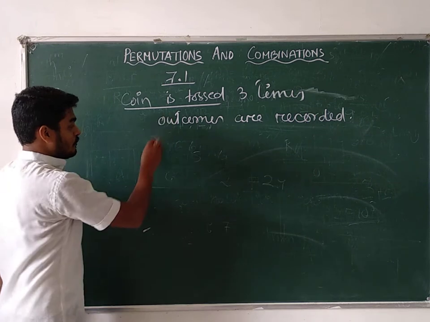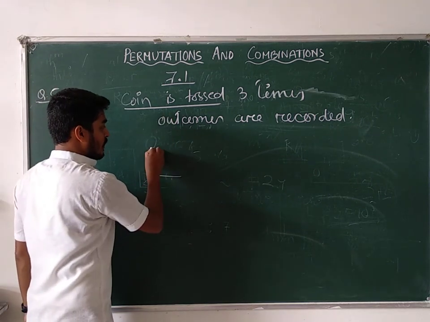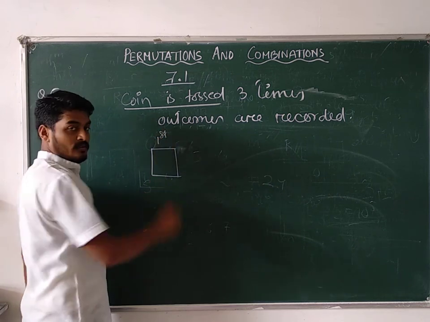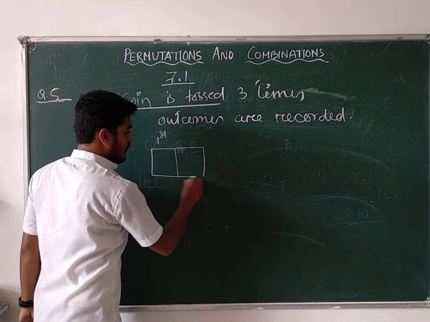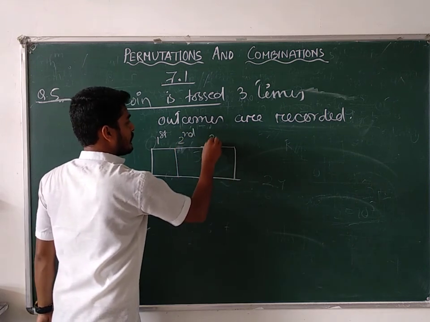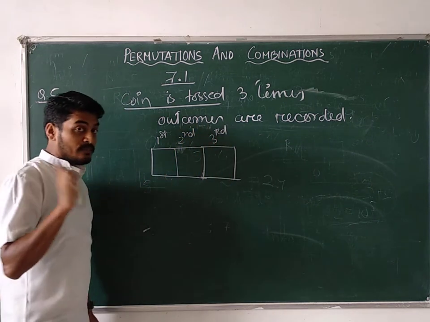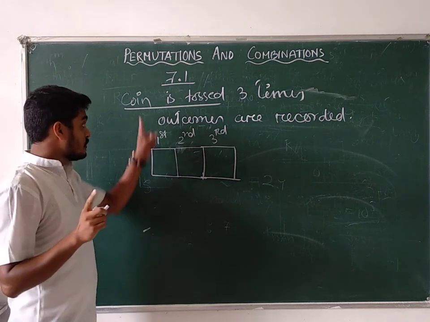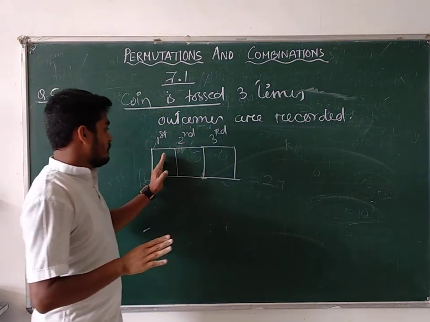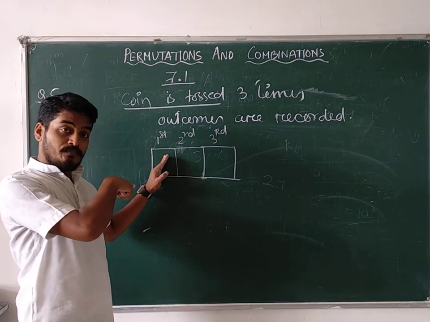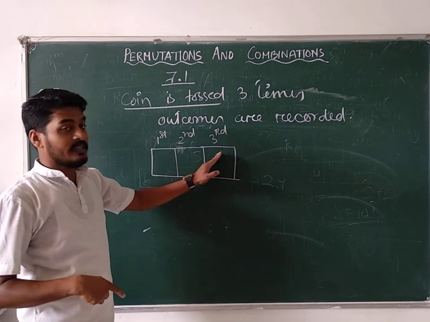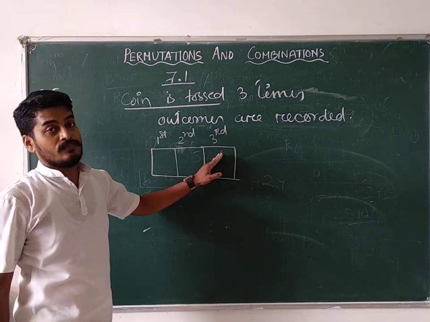Remember, you have to repeat the same situation for how many times? 3 times. For the first time we have to toss, for the second time you have to toss, and for the third time. Think properly. You have to toss the coin 3 times. First time you toss the coin, you will note down the outcome. Second time, you have to note down the outcome. Third time, you have to note down the outcome.